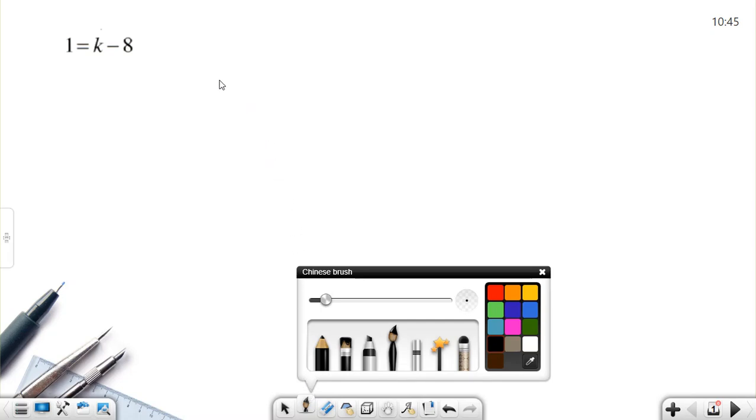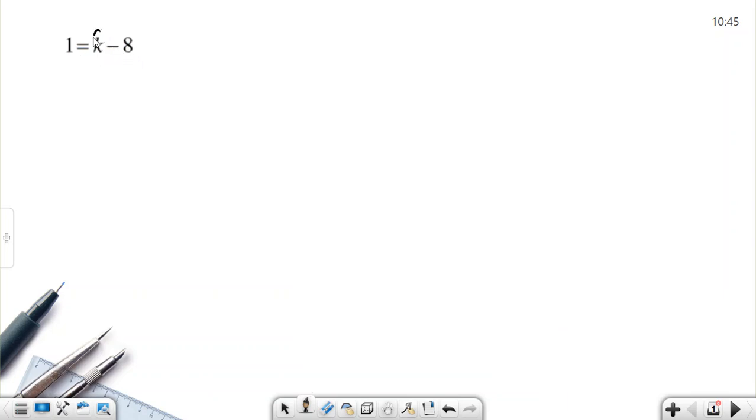Let's see the first equation, and it's the simplest one. As you see, 1 is equal to k minus 8. So there's a variable, and we are looking for the value of the variable. What is the value of the variable? In the end, I need to read this as k equals a number.